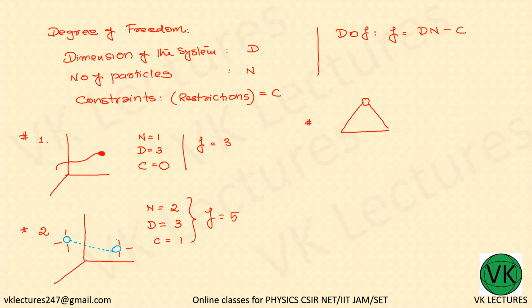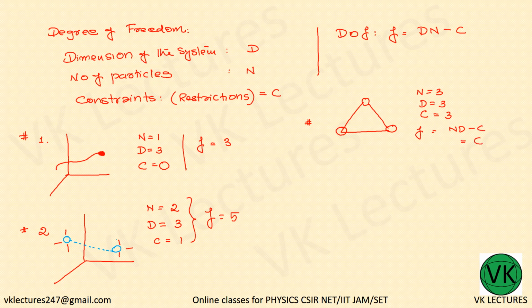Here we have a triangle, and on the vertices of the triangle we have 3 particles, and all these 3 particles are connected by inextensible rods. So there are 3 particles, so n is 3, and let's take the dimension to be 3. So the dimension is 3, and the constraints are also equal to 3. So the degree of freedom f is equal to nd minus c, which is equal to 6.